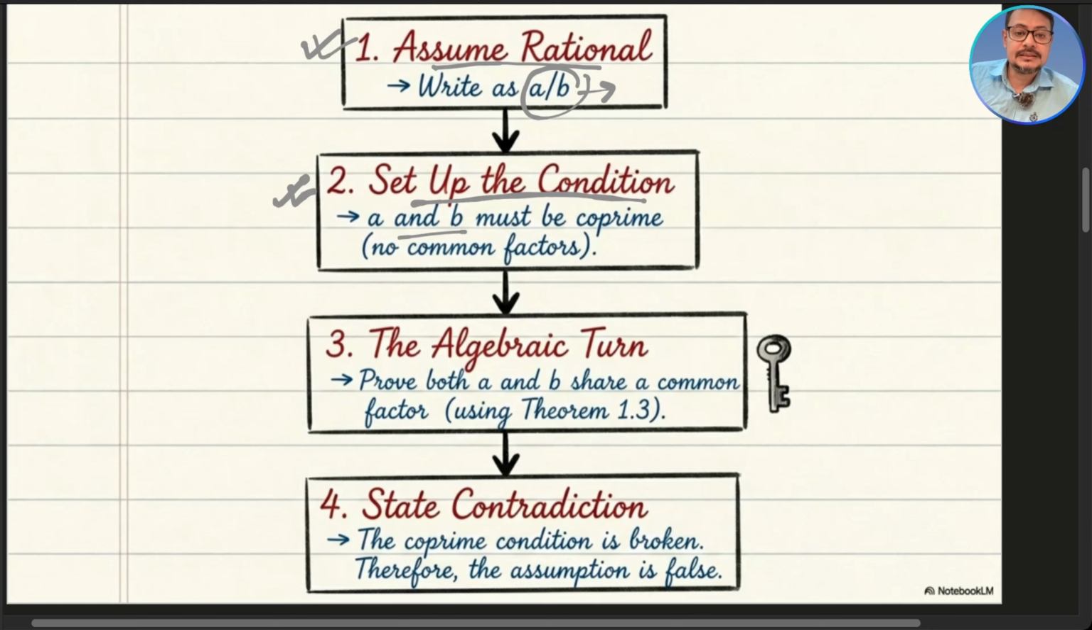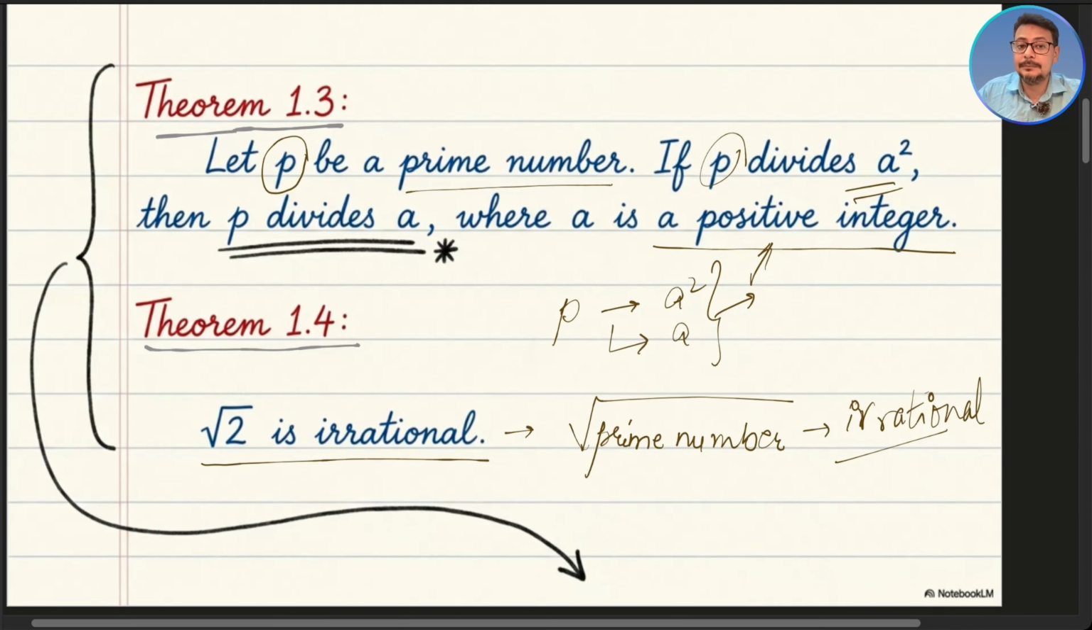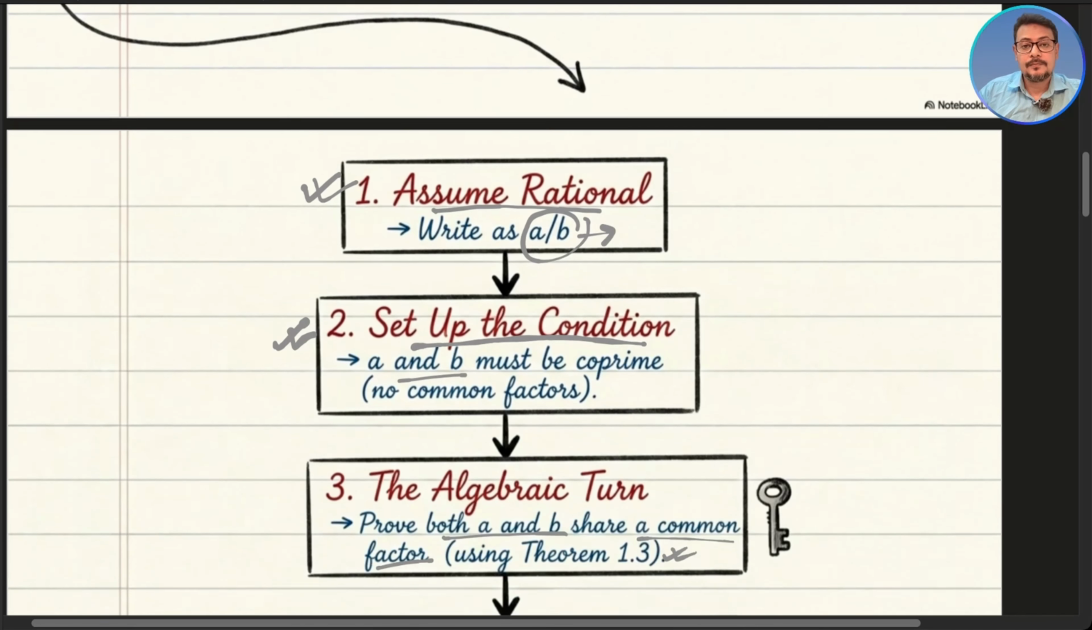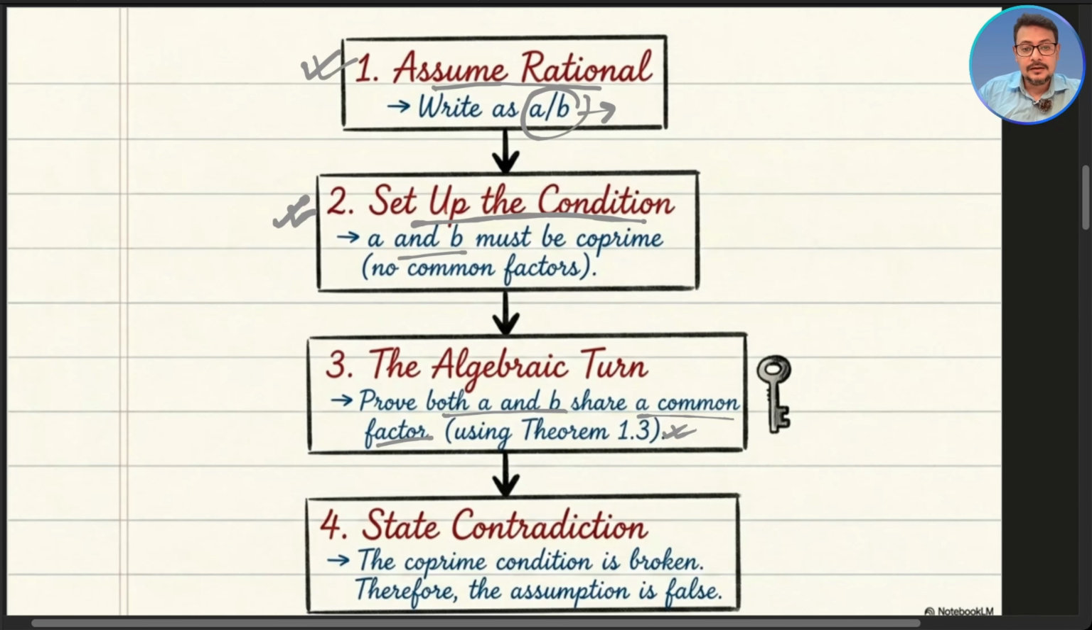The third condition is algebraic: prove that both a and b share a common factor using theorem 1.3. Again coming back to theorem 1.3, it says that let P be a prime number. If P divides a square, then P also divides a, where a is a positive integer. Therefore in the third step we have to prove that both a and b share a common factor using theorem 1.3. Then the last step is contradiction.